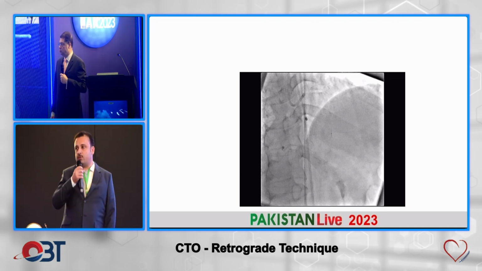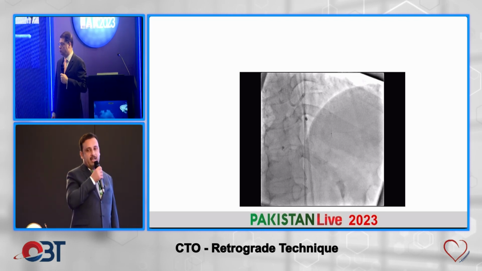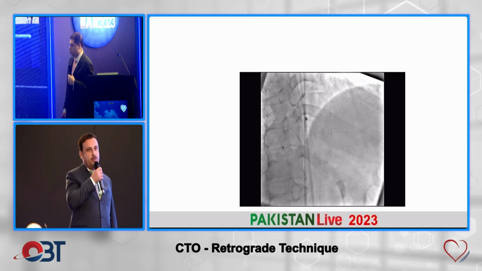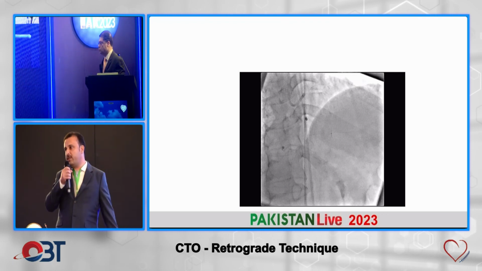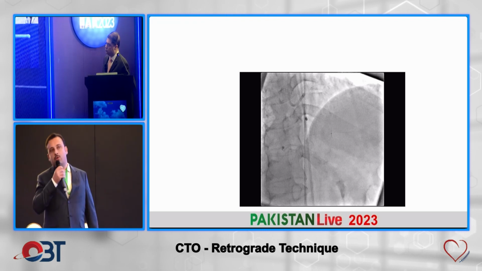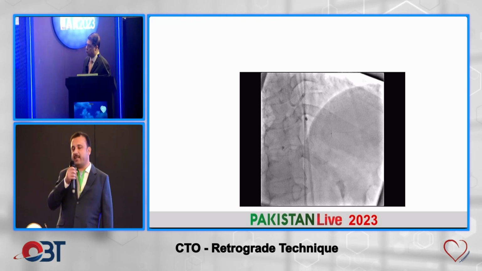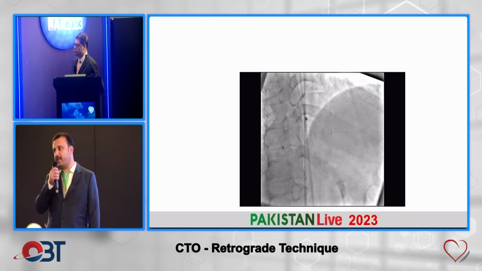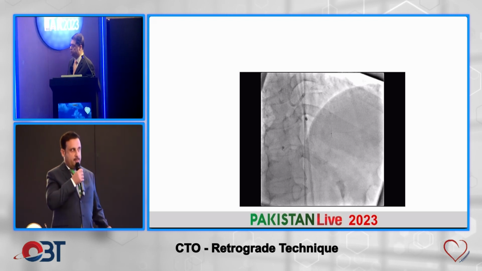The other way is to use a wire extension. Wire extension can also be used. We can also use the ordinary coronary balloon, 2.5 for a 7 French guiding catheter and 2 for a 6 French guiding catheter, but that's not a good option.